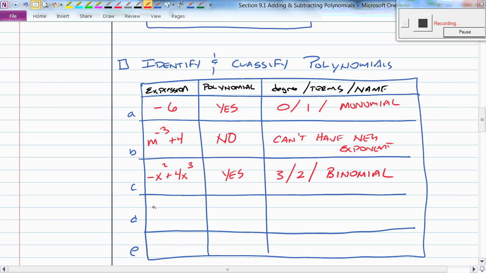All right, next one is 9 minus 5x to the 4th plus 3x. What do you think? Is that a polynomial? Yes, that is a polynomial. What's the degree? 4th degree. How many terms? It has 3 terms. What do we call that? Trinomial.